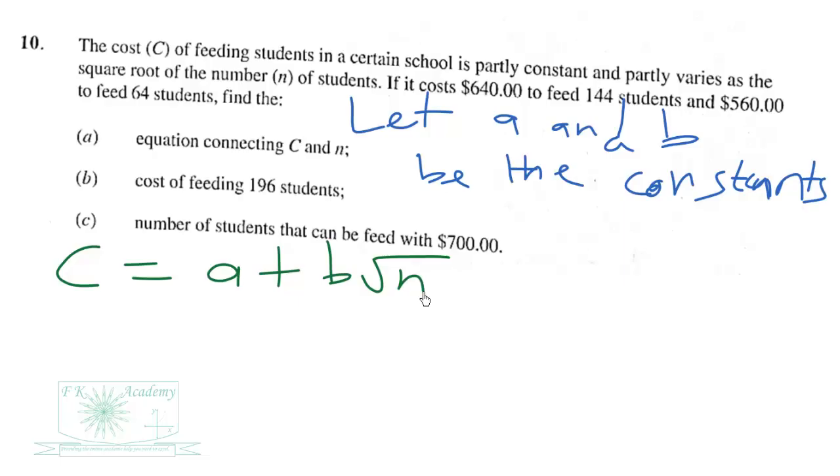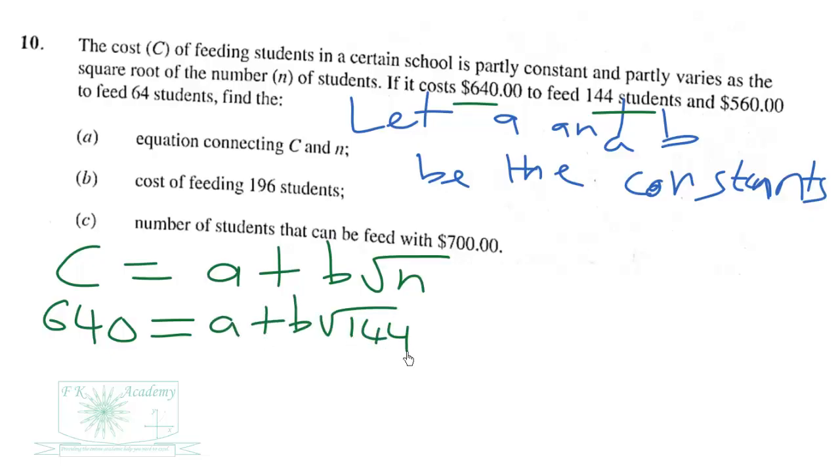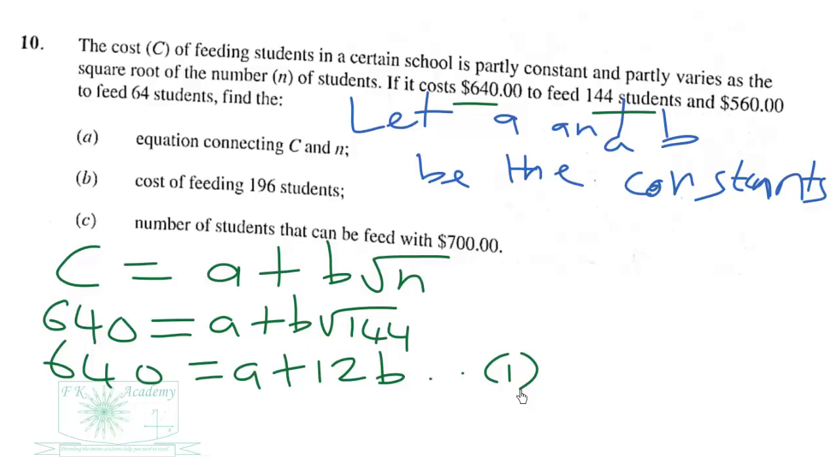We're told that 640 is able to feed 144 students. So 640 is equal to A plus B square root of 144. 640 will be equal to A plus, square root of 144 is 12, so 12B. We can call this equation 1.